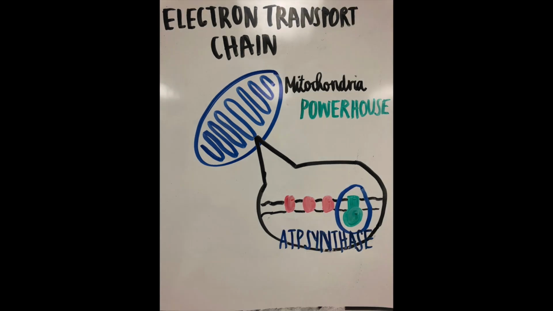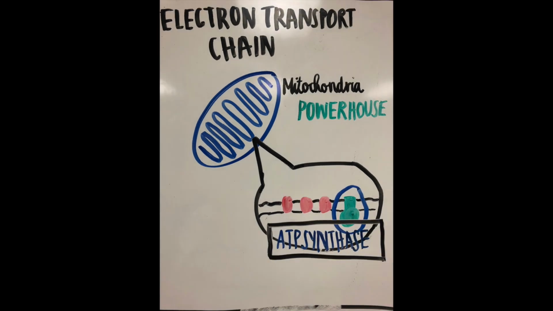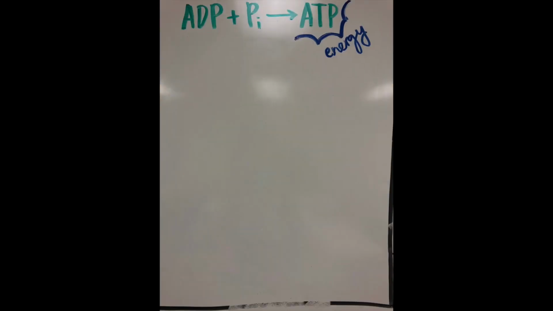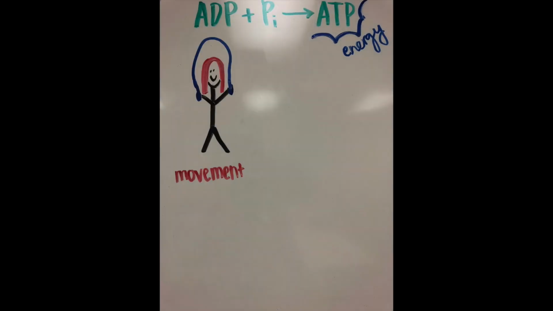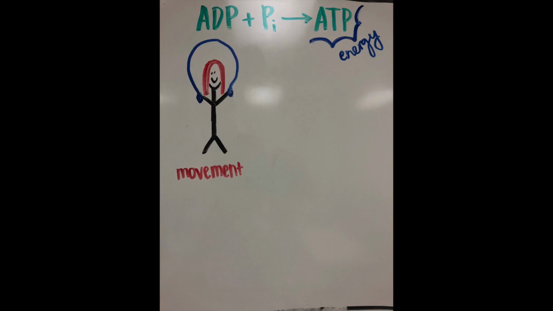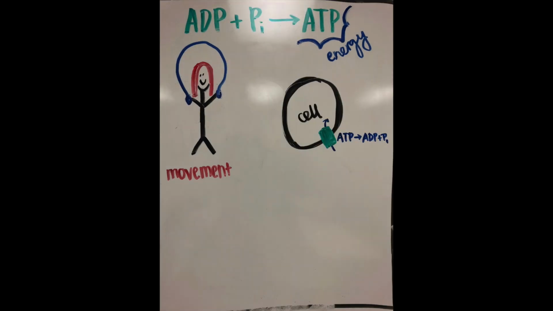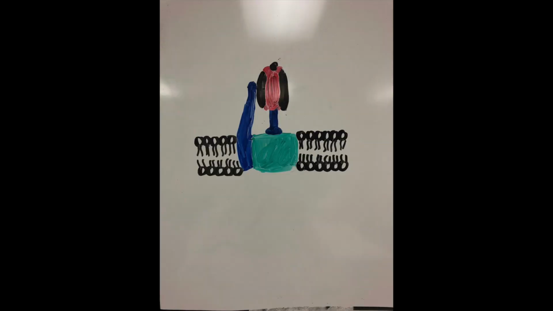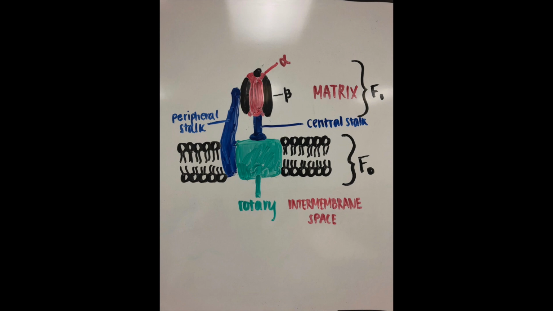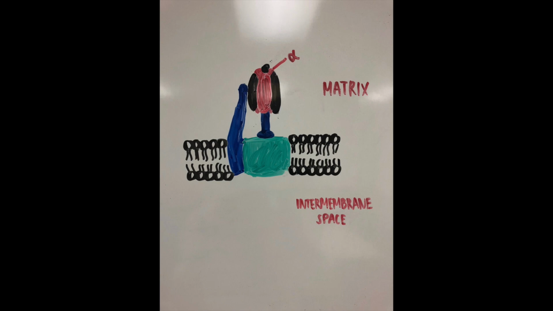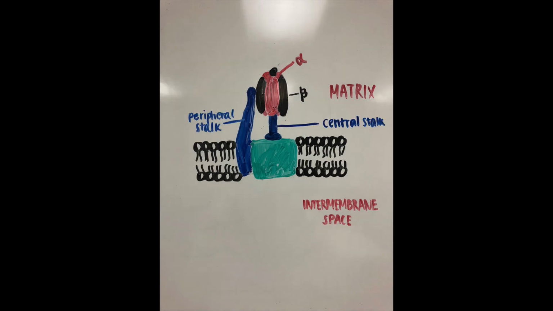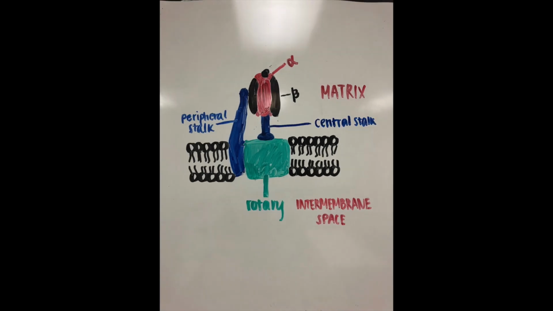ATP synthase uses proton motive force, PMF, to convert ADP and inorganic phosphate to ATP, a molecule that provides energy required for cellular function. ATP synthase has two regions, the FO region in the inner membrane and the F1 region in the mitochondrial matrix. Both regions are connected by the FO peripheral stalk and the F1 central stalk.